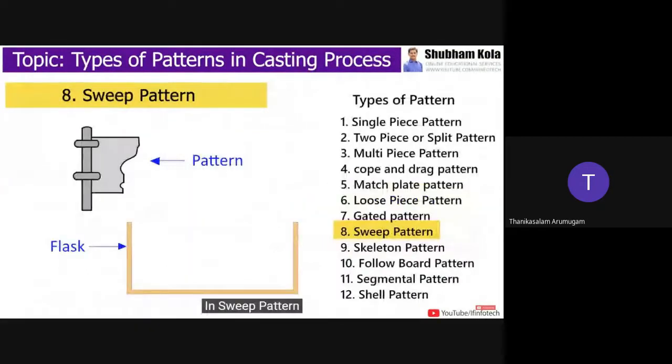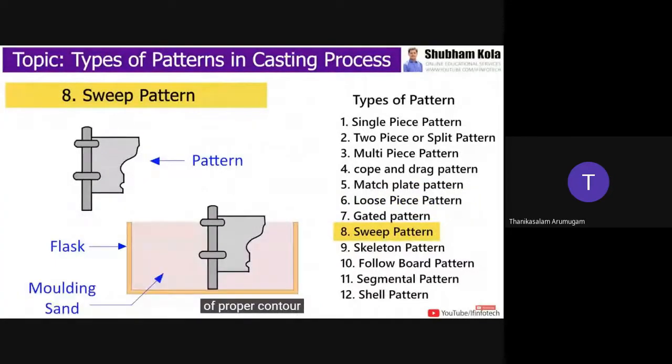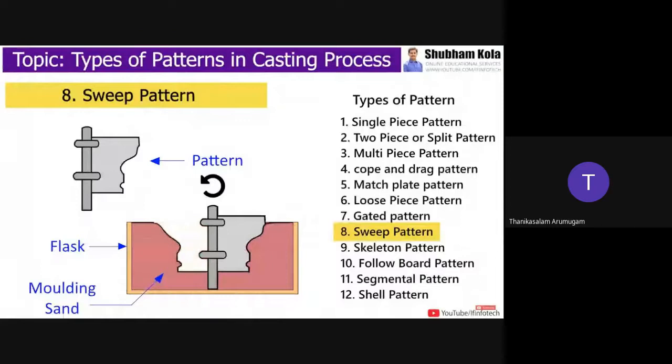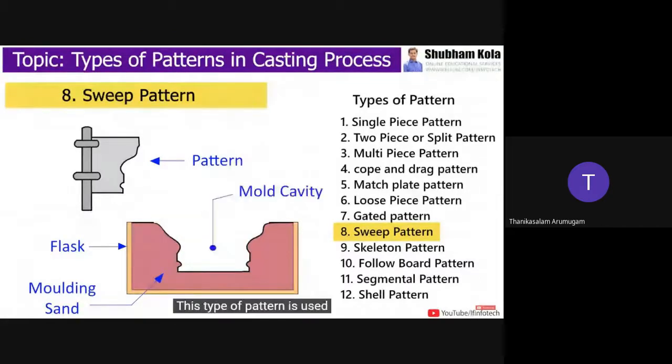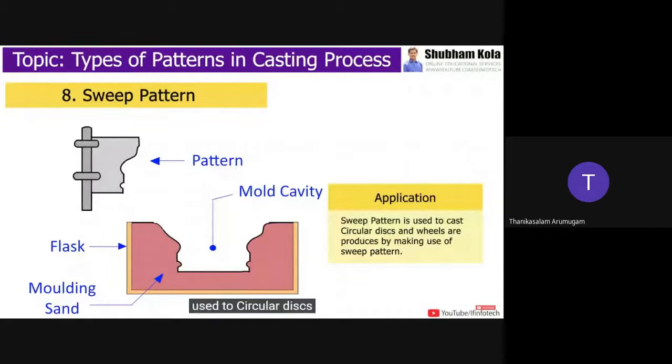In the sweep pattern, the sweep is a section or a board of proper contour that is rotated about one edge to shape mold cavities having shapes of rotational symmetry. This type of pattern is used when casting of large size is to be produced in a short time. This pattern is used to cast circular discs, and wheels are produced by making use of the sweep pattern.